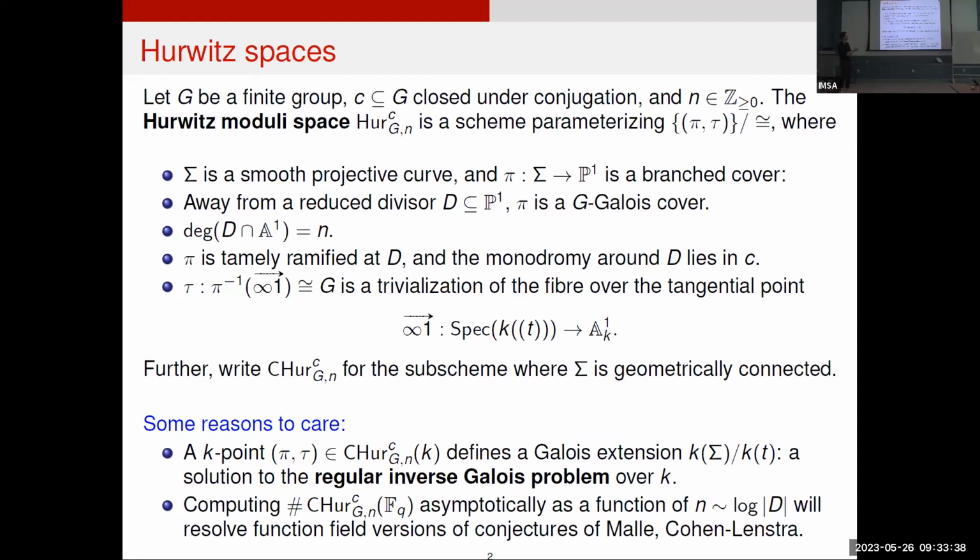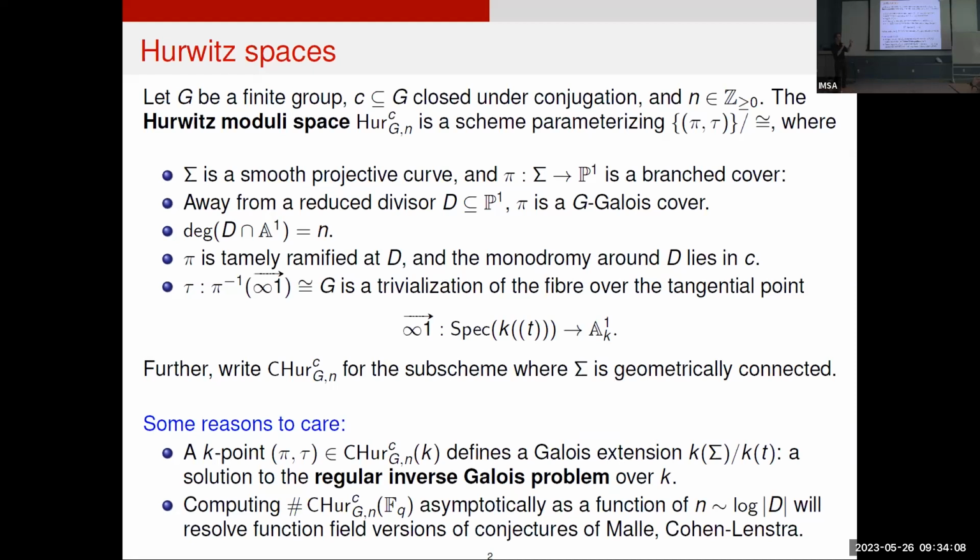Nowhere in here did I insist that sigma needs to be a connected curve, which is common to insist. So I'm going to write C for the subscheme which parameterizes the connected ones. I'm going to jump into the topology on these spaces and the complex points of these things. But before I do, can I answer any questions about what this object is?